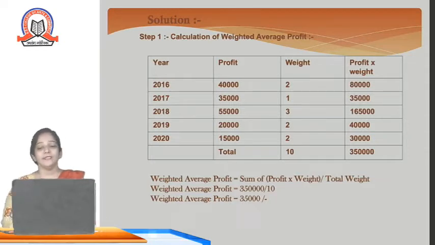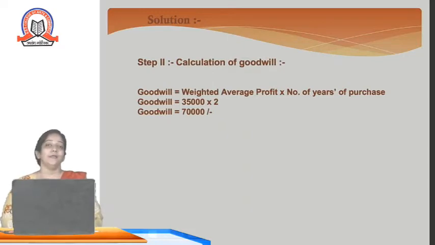The second step is the same: weighted average profit multiplied by number of years purchase. So that will be 35,000 multiplied by 2, that is 70,000. So these were the two questions relating to the average method, which is simple average and weighted average. Now we will go to the super profit method.